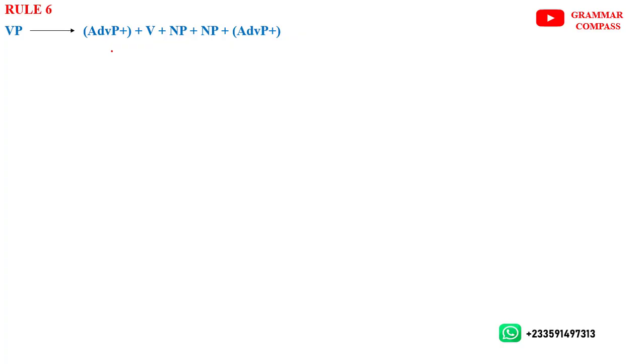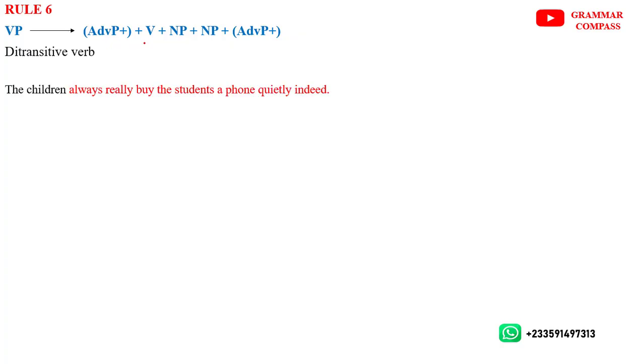Rule number 6 is when we have a ditransitive verb. This is because if you have a ditransitive verb in a sentence, then it means that that verb is going to have 2 objects, meaning it is going to have 2 noun phrases. The difference between rule number 5 and rule number 6 is that the verb in rule number 5 was a monotransitive. You are going to get only 1 noun phrase, but this is a ditransitive. Therefore, you are going to get 2 noun phrases. That is the only difference.